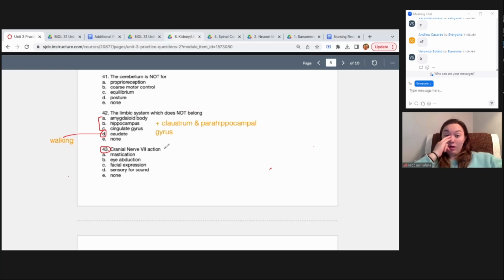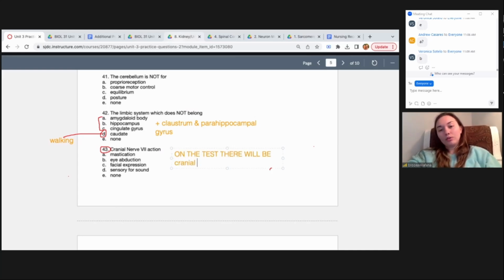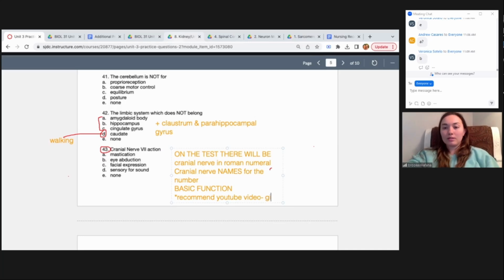What is the action of cranial nerve 7? So this is where I told you guys you need to go over these on the test. There will be cranial nerves in Roman numeral; you need to know all the Roman numerals. You need to know the cranial nerve names for the number, right? And the basic function. I recommend that YouTube video that I showed you guys in the module. It gives the basic functions, okay?